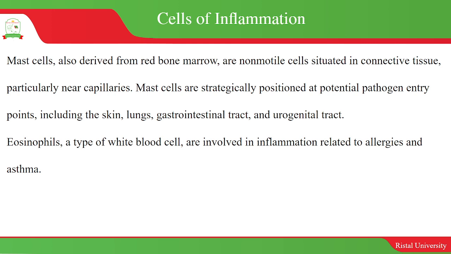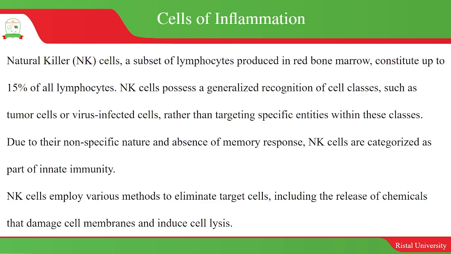And then we have the eosinophils. These usually respond to allergic reactions. So they are involved in inflammation that is related to allergic reactions and also asthma. And then the last cells of inflammation are the natural killer cells, which are basically a subset of lymphocytes. Remember, we said that we have three types of lymphocytes: the B lymphocytes, T lymphocytes, and then the natural killer cells.